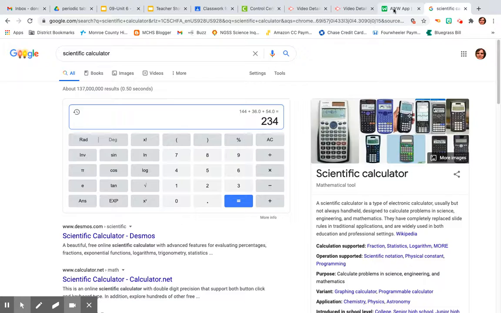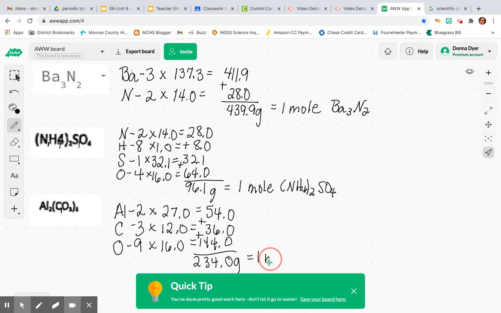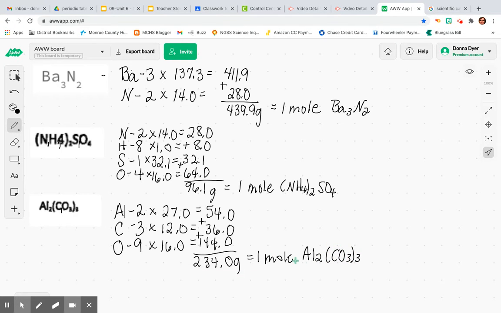Did I remember that? Yep, 234.0 grams in 1 mole of Al2(CO3)3. That's aluminum carbonate. Again, you guys, we do this because this gives us our conversion factor. And again, because all these elements have different masses, the mass is different.